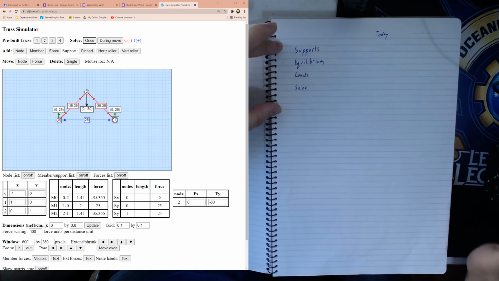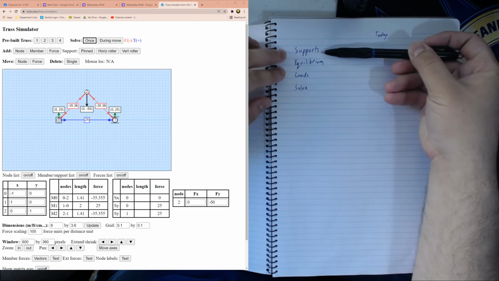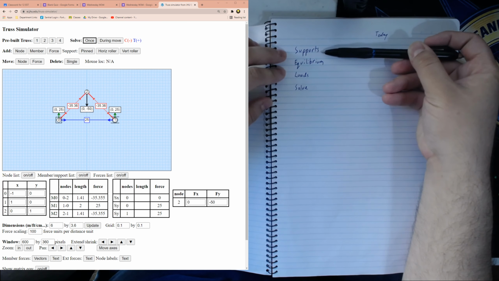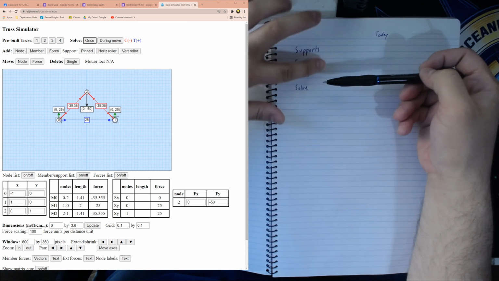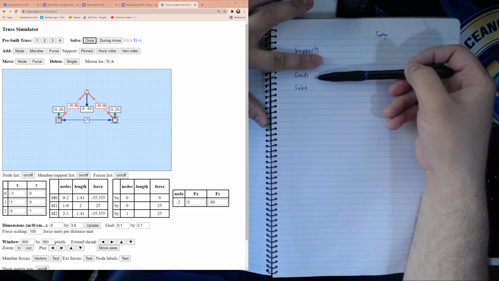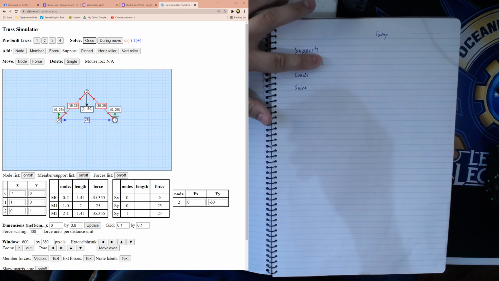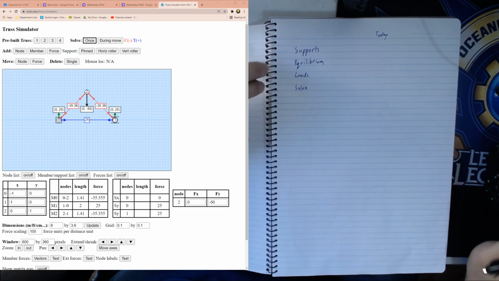Alright, so far for our truss analysis, we have gone over what the supports look like, where we get our resultant forces from, or our reaction forces. And we've gone over loads as well, where loads have to be on a point, and they have a direction and a magnitude. And so what we're going to do today is discuss what equilibrium means, and I'm going to show an example of how to solve it.